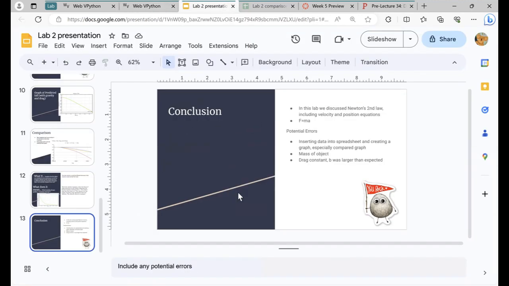Okay, so to conclude, in this lab, we discussed Newton's second law, including velocity and position equations. We saw F net when it's just gravity and when it's gravity and drag. And potential errors is maybe the mass of my object might not be that accurate because it was difficult to weigh a crumpled up piece of paper. And that may have affected why my drag constant B was larger than expected. Inserting my data into the spreadsheet was always difficult because I put it in by hand.